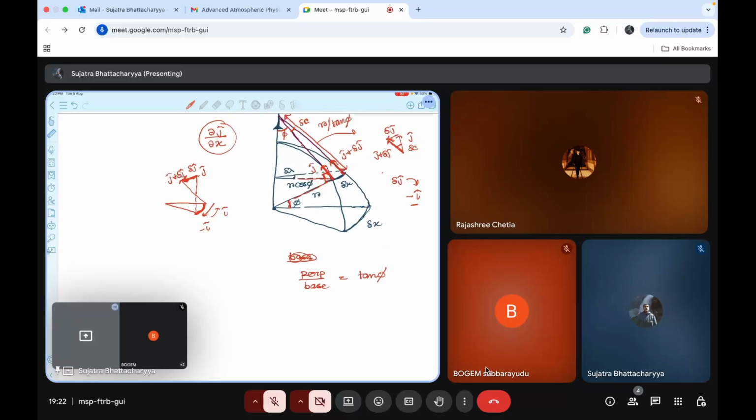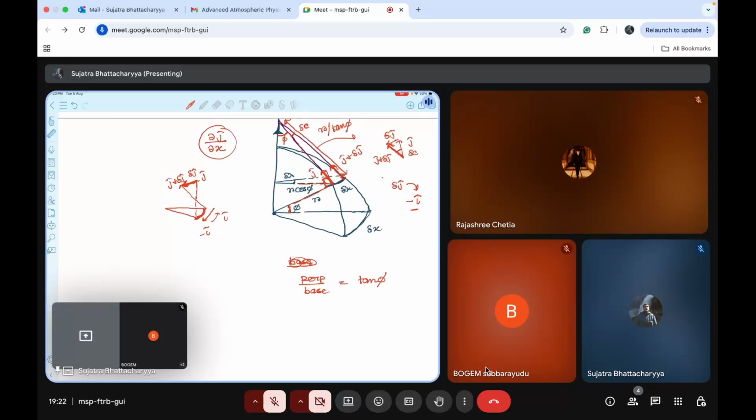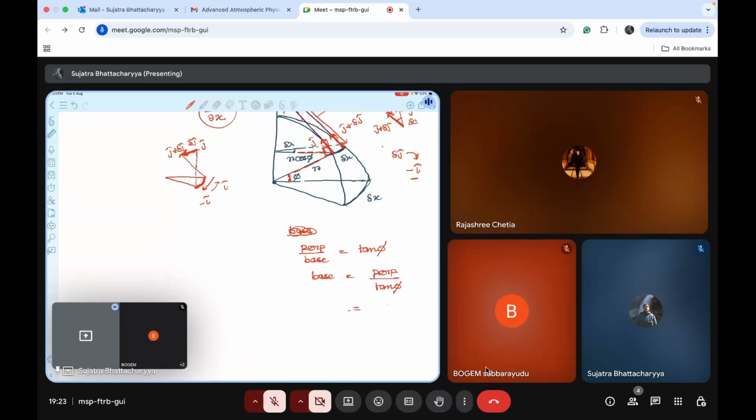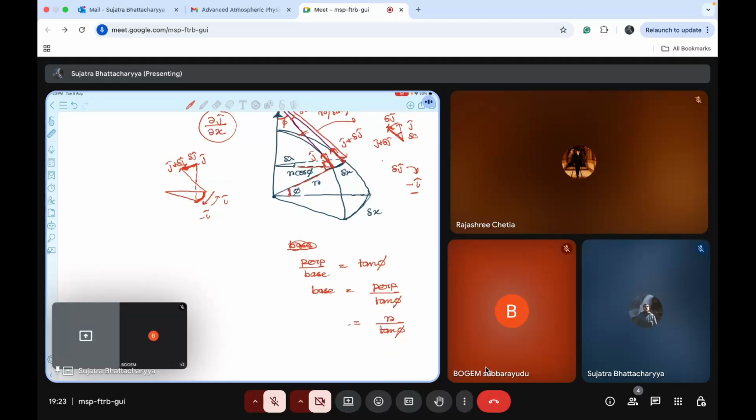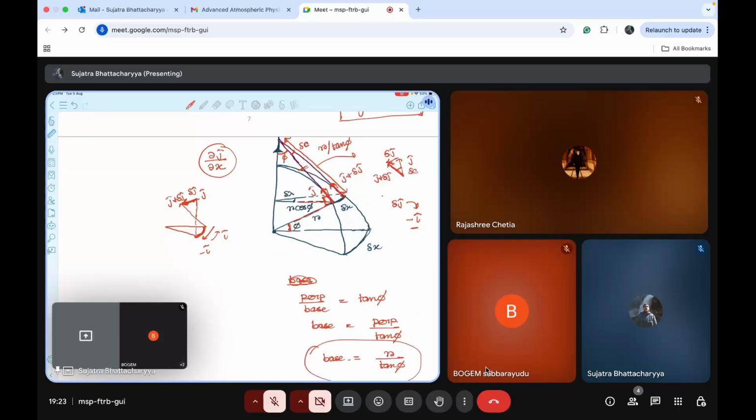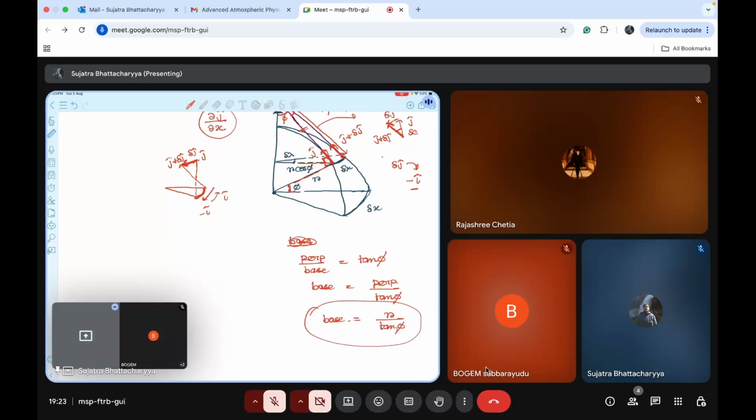So your base will be nothing but perpendicular divided by tan phi. So here the perpendicular is r, so the base is r divided by tan phi. So base is this violet line, this one. This is your base. So this becomes r by tan phi. This projection, I think it is already there, but I am trying to show you again.